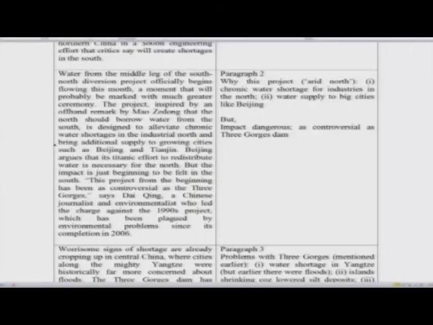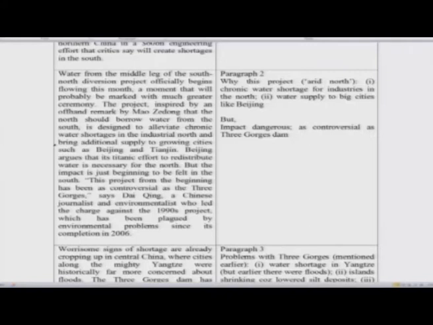Now, there are details about this north-south diversion project. Arid north is already mentioned in the first paragraph. So, linking with that. So, what are the problems in northern parts of China? Chronic water shortage for industries and big cities, they are growing and they need water.